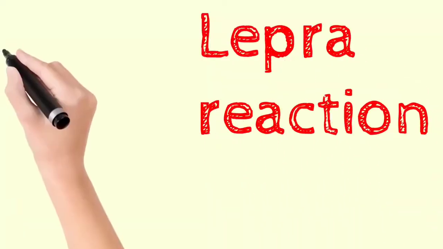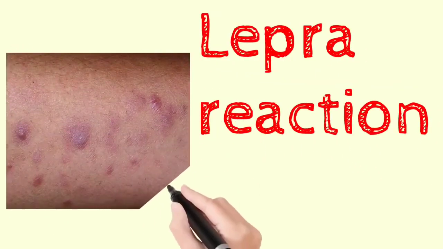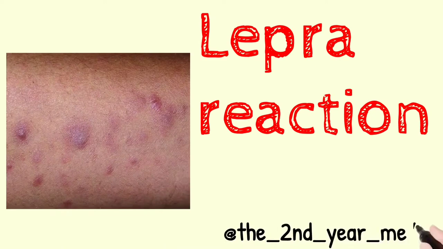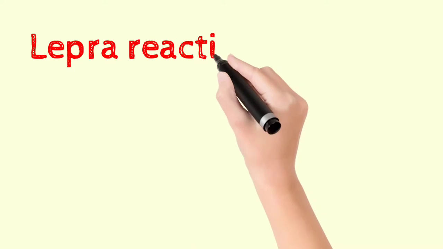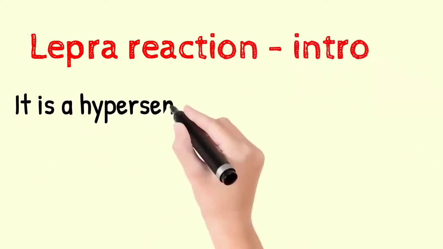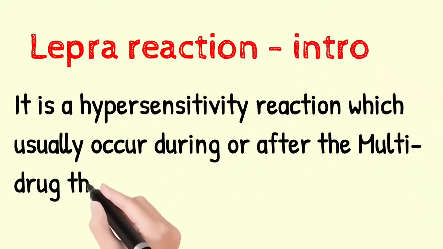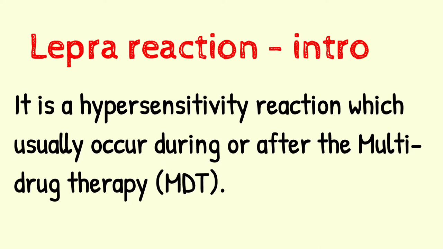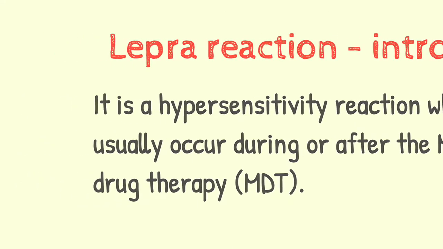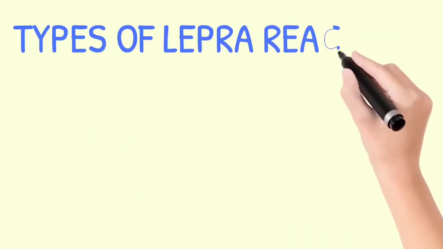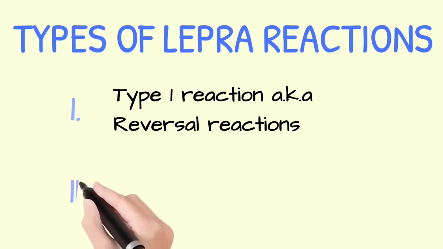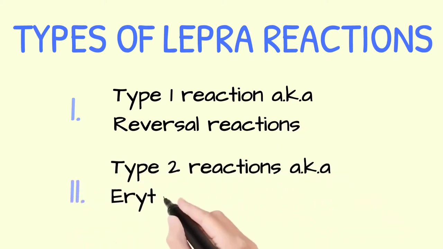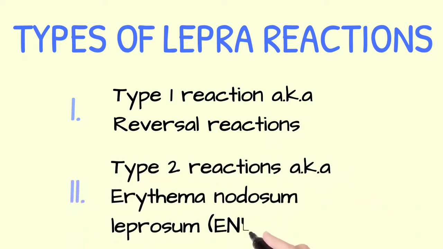Hello everyone, this is the second Medico and we are going to see about the Lepra reaction. It is a hypersensitive reaction which usually occurs during or after the multi-drug therapy. It is usually cell-mediated immunity which is caused due to T-cell complexes, macrophages and monocytes. There are two types of Lepra reactions, type 1 and type 2. The type 1 is also called reversal reactions and type 2 is also called erythema nodosum leprosum.